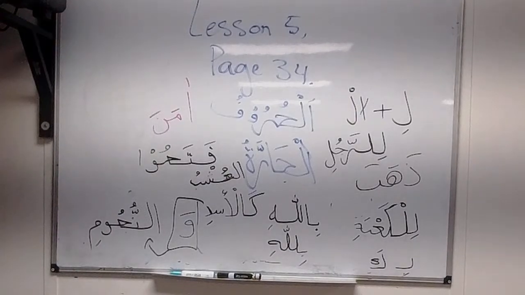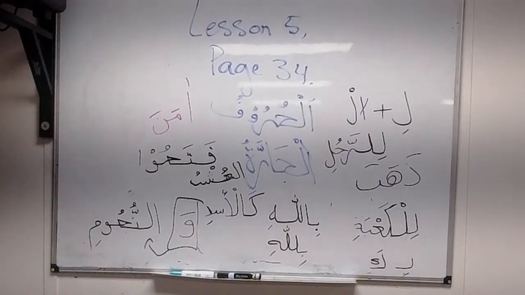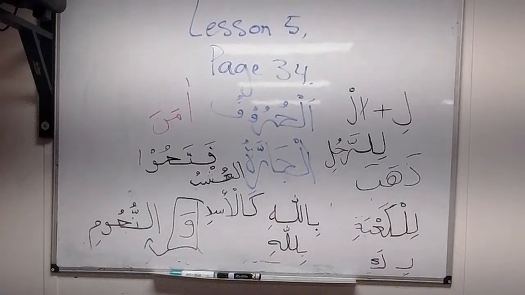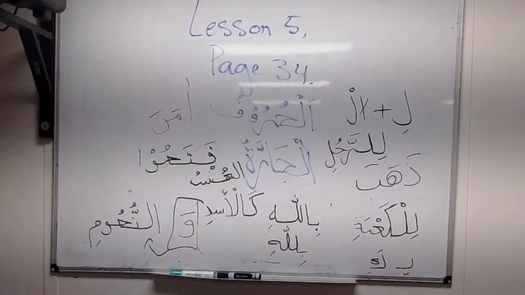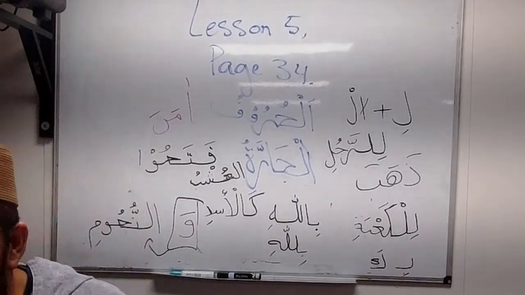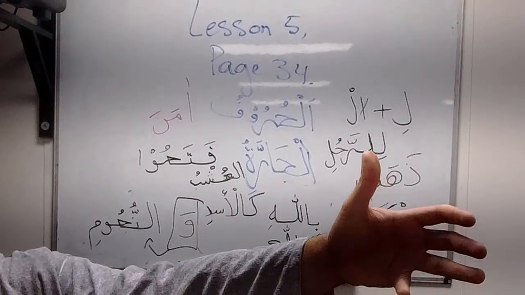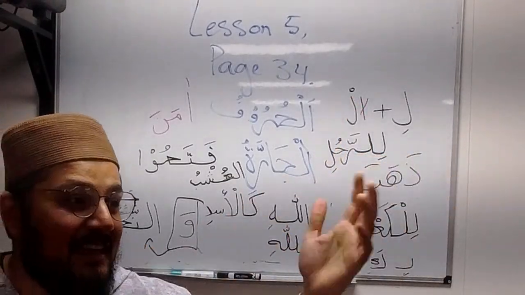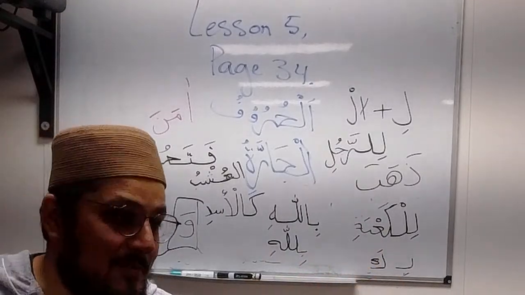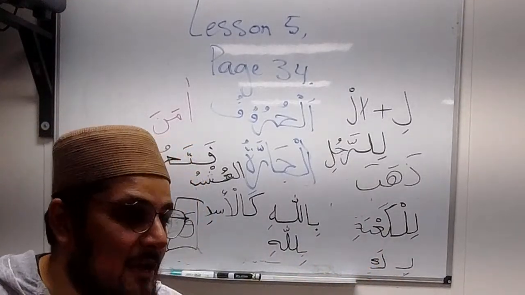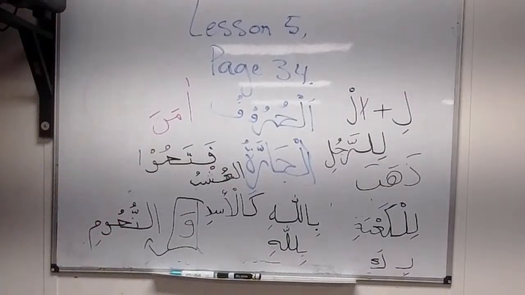Amantu means I believed. Bi, what is bi? Normally it means with. We're going to translate it as in. I believe in. What Allah brought down, bima anzala Allah. What is ma? Normally it's negative if it is preceding a verb, but it doesn't have to be negative when it comes before a verb. It can also mean what. I believe in what Allah brought down.